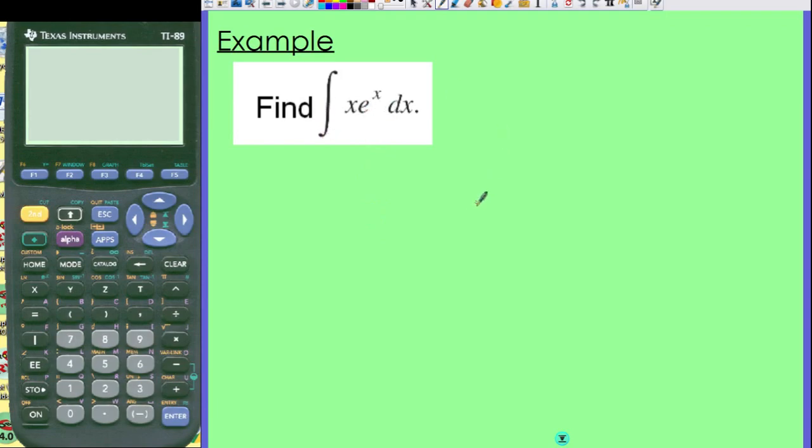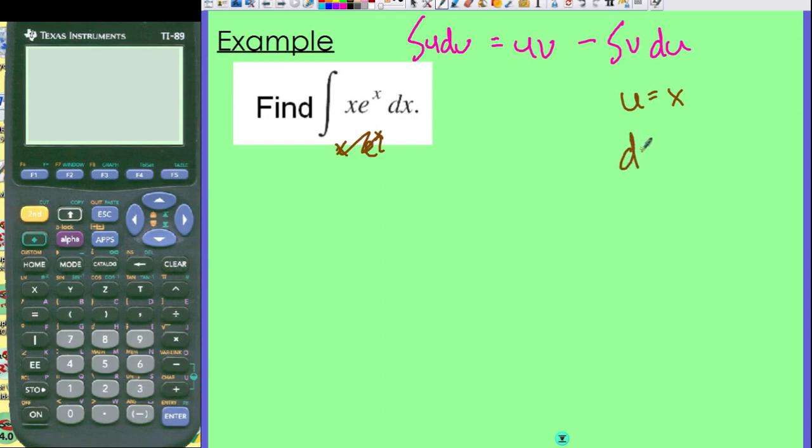Find the integral of x times e to the x. Again, the formula is u v minus the integral of v du, the integral of u dv. You have to pick a u that you're going to differentiate, and a dv that you're going to integrate. I have two options, x or e to the x. I'm going to pick my u as x, and my dv is going to be e to the x dx.